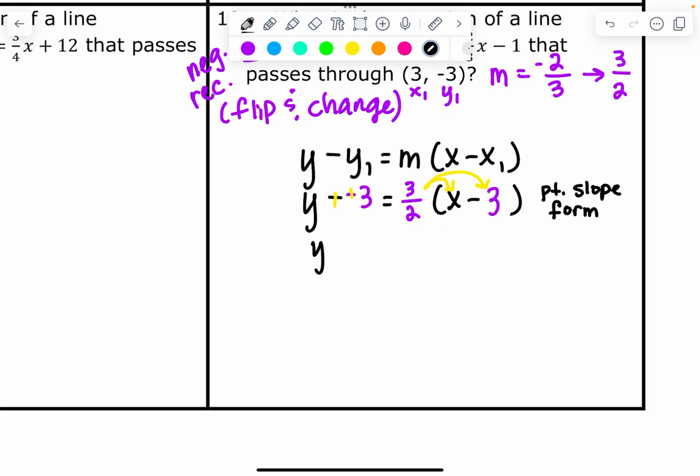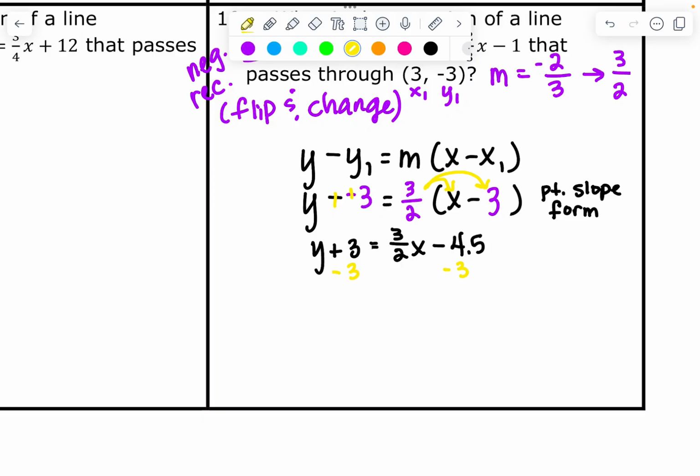That's going to leave us with y plus 3 equals 3/2x. And 3/2 times 3 is 9/2. That's a fraction, obviously. And I know that makes us uncomfortable, but you're going to have to deal with it. In fact, I'm going to change it to a decimal because I've got to subtract 3. So 9/2 is 4.5. I know this is weird. I've got a fraction and a decimal in the same equation, but you're going to be fine.